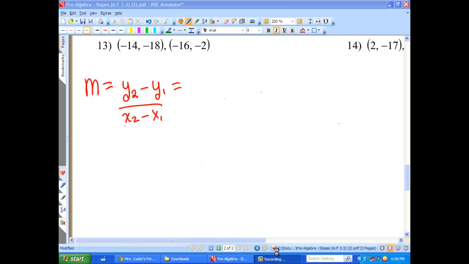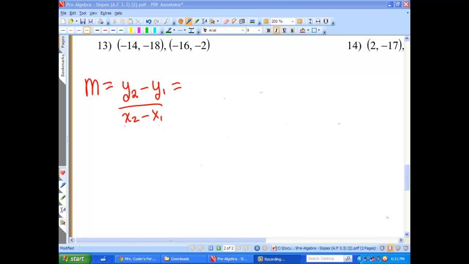Welcome to page 2 of the CST worksheet for slopes. We have a question on number 13. The first thing we want to do is write the formula for slope. M equals y2 minus y1 over x2 minus x1.